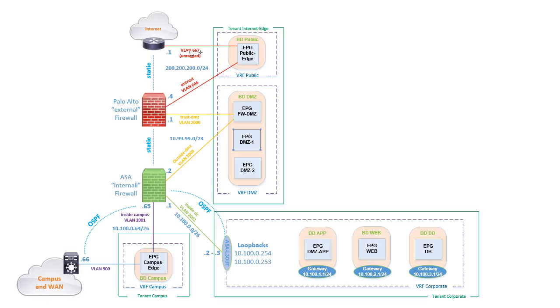So recap here, router is configured, Palo Alto firewall is now configured, ASA cluster is now configured, the campus and WAN router is now configured. Now let's configure the actual tenant. So let's do the tenant internet edge and configure BD public and BD DMZ within the VRF. Actually, we're going to configure the tenant, the VRF, the BD, and then the EPG. So let's do that real quick.